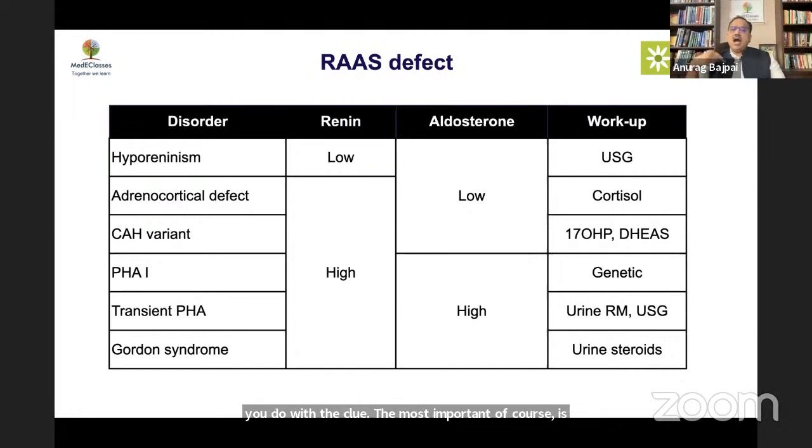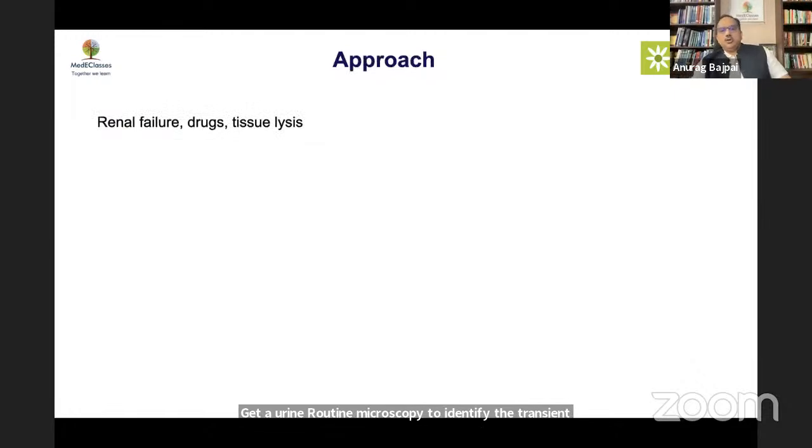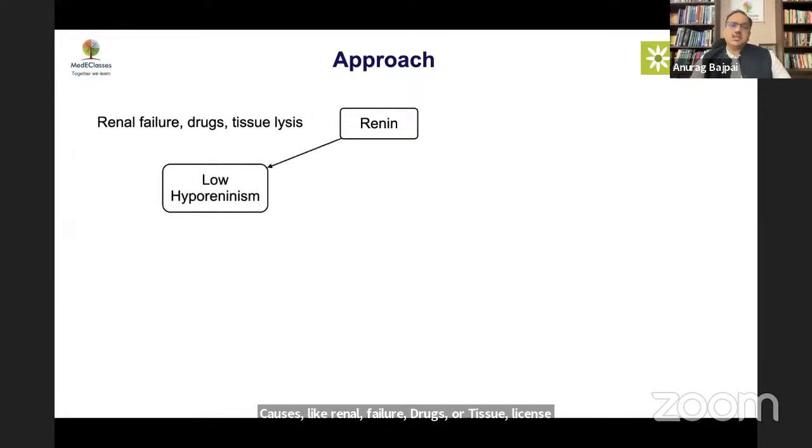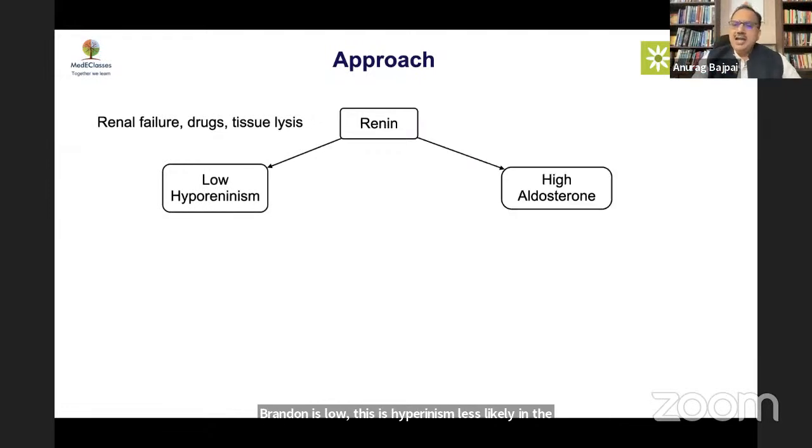And whenever you have a high aldosterone, high renin, get an imaging, get a urine routine microscopy to identify the transient form of pseudohypoaldosteronism. So the approach to hyperkalemia is that you look for any acute causes like renal failure, drugs, or tissue lysis. Then if all of them are not there, go for renin. If renin is low, this is hyporeninism. Less likely in the pediatric, especially the neonatal population. Mostly you will have a high renin.